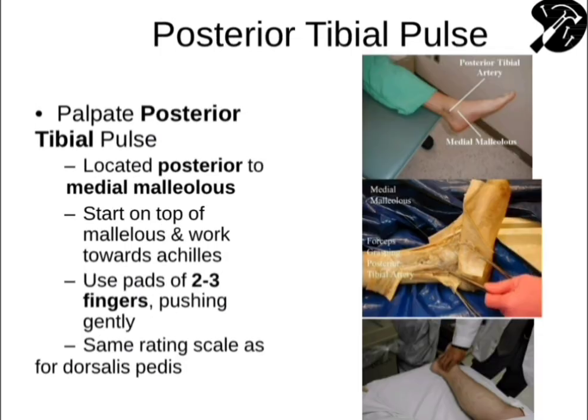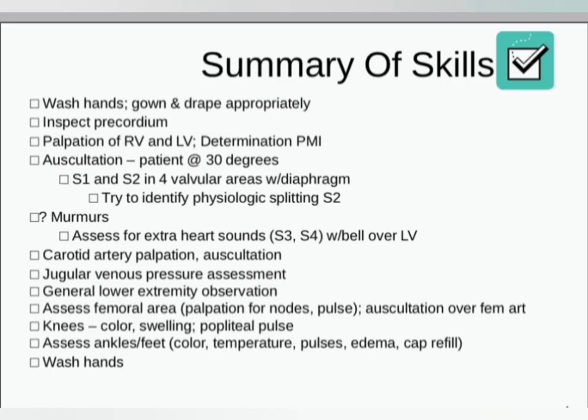The posterior tibial is located posterior to the medial malleolus, felt with 2 to 3 fingers, with the same rating scale as the dorsalis pedis. Start on top of the malleolus and work toward the Achilles tendon while feeling for the posterior tibialis, the posterior tibial artery to be more precise. This is the summary of skills. Thank you very much.